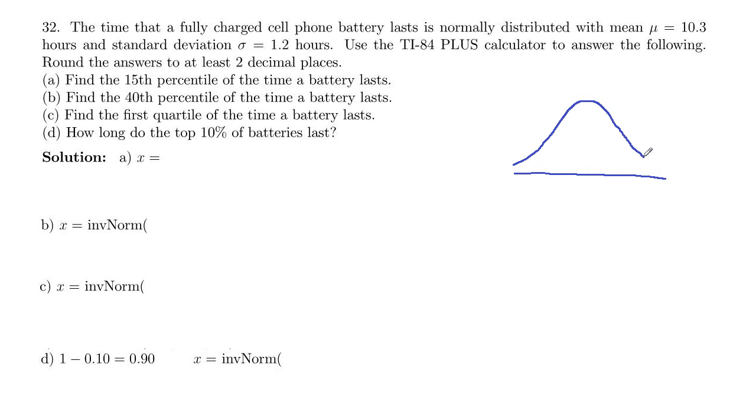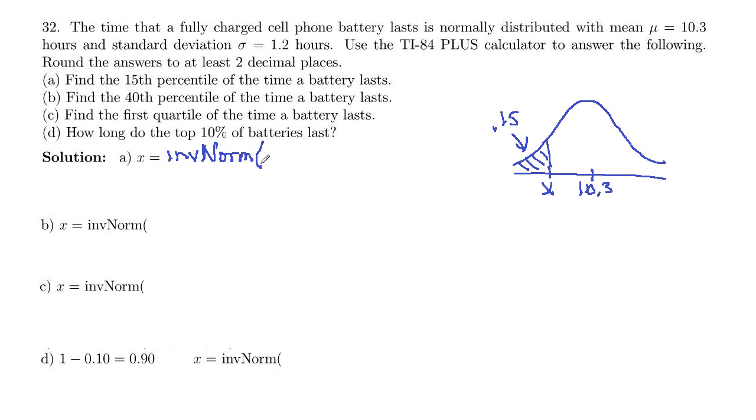So here's our bell-shaped curve. 10.3 is in the middle. That's our mean, 50th percentile. So the 15th percentile is somewhere to the left of that. So we want the x value here, time is our x value, where this area here is 0.15. So left area is 0.15. So we're given an area, we want to find an x, that's inverse norm. So we want to do inverse norm.